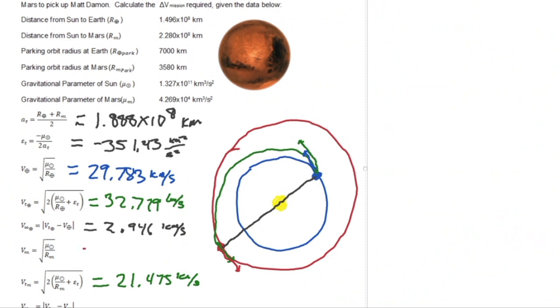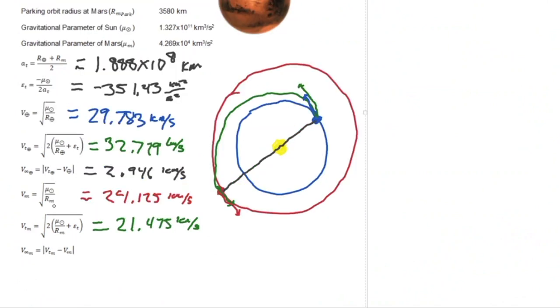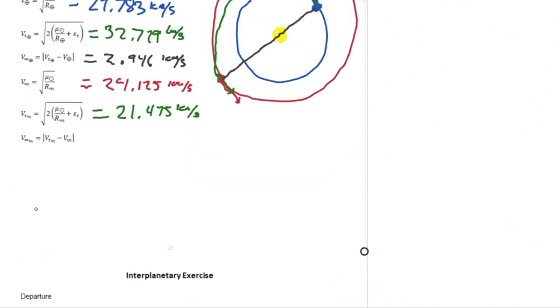And that velocity of Mars is equal to the square root of mu over r again, but in this case, mu of the sun, r of Mars. Find that Mars is traveling at 24.125 kilometers per second. This gives us a v infinity, an excess velocity, when we reach Mars, equal to 2.65 kilometers per second. Okay.